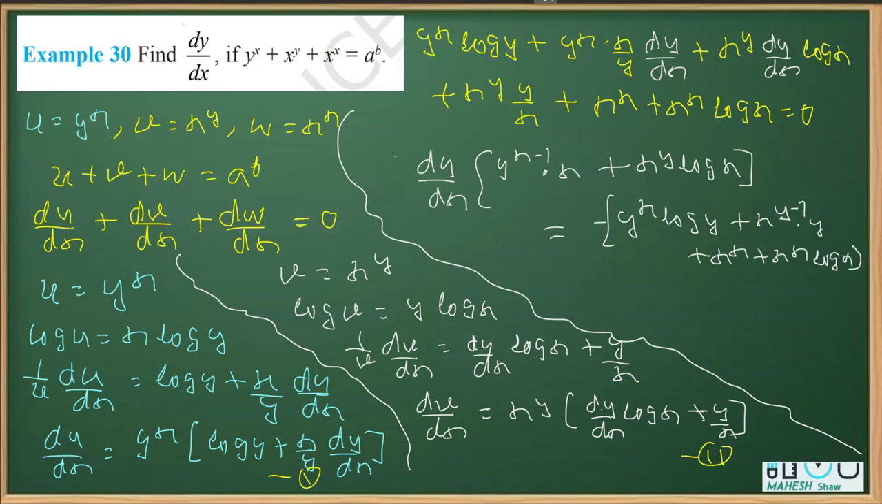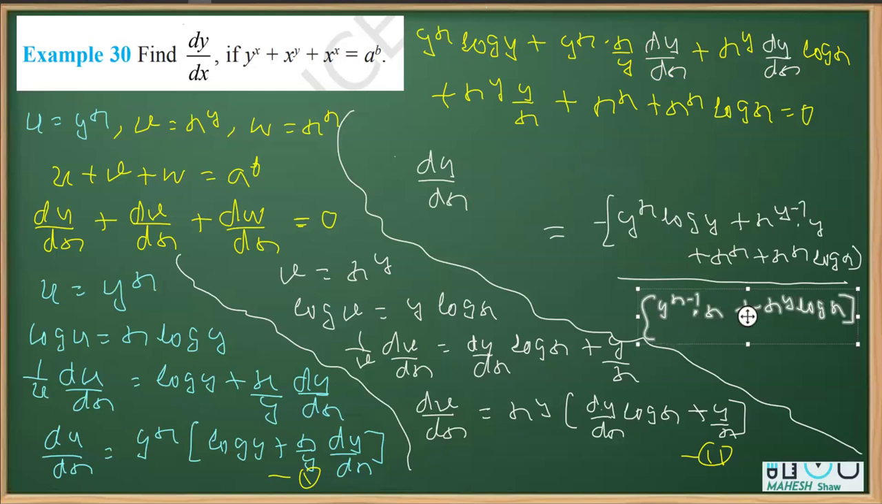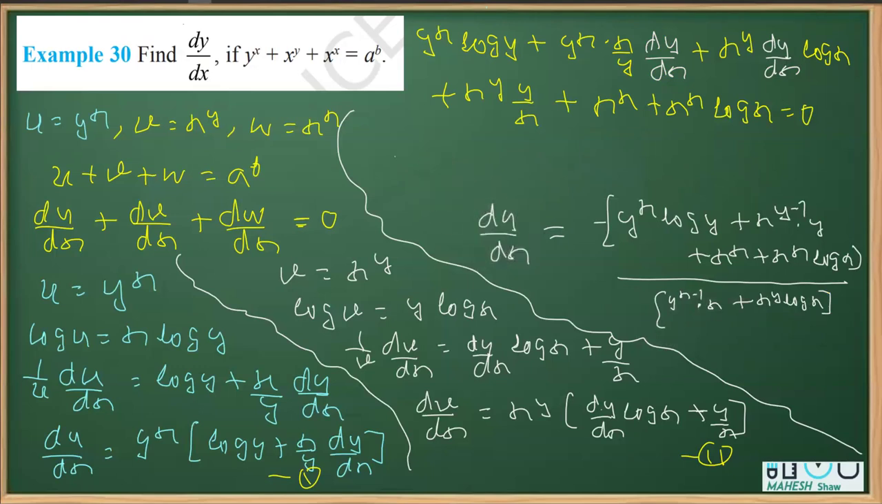Now in the next part, in order to get dy by dx, we'll be dividing with this. That means we need to divide. If I divide like this, we can say dy by dx will be this only.